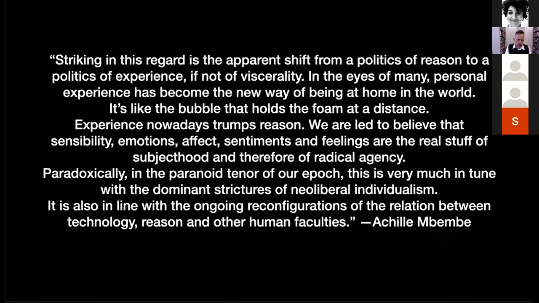He writes, "Striking in this regard is the apparent shift from a politics of reason to a politics of experience, if not of viscerality. In the eyes of the many, personal experience has become a new way of being at home in the world. It's like the bubble that holds the foam at a distance. Experience nowadays trumps reason. We are led to believe that sensibility, emotions, affect, sentiments, and feelings are the real stuff of subjecthood and therefore of radical agency."